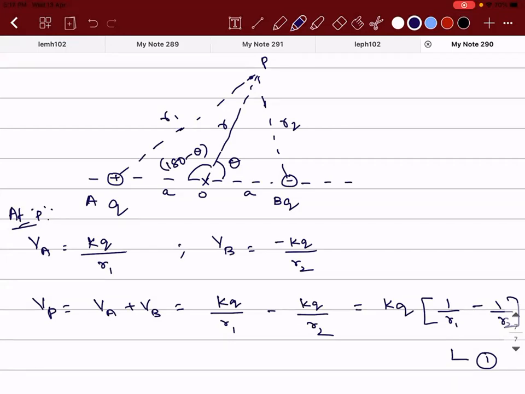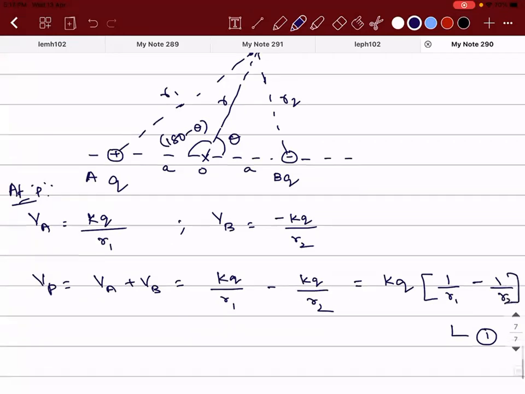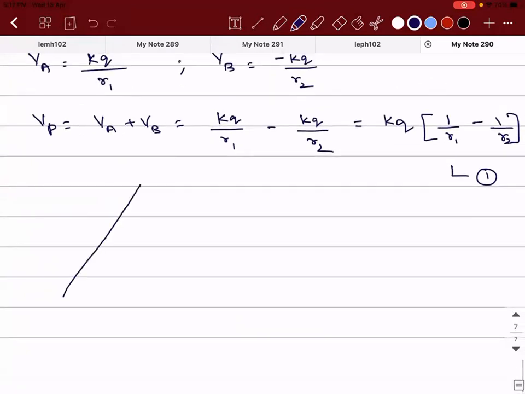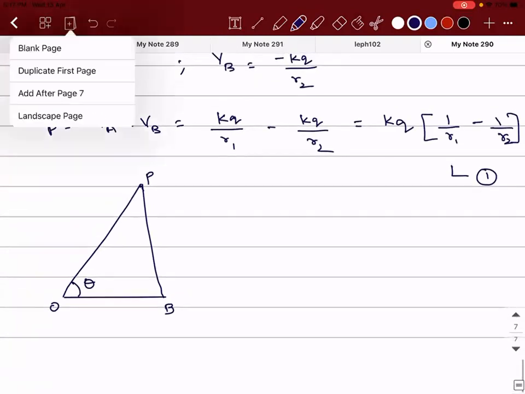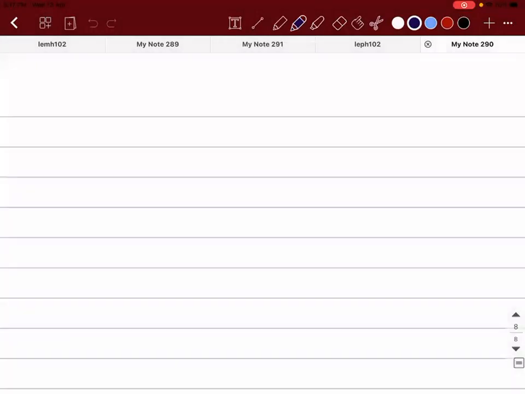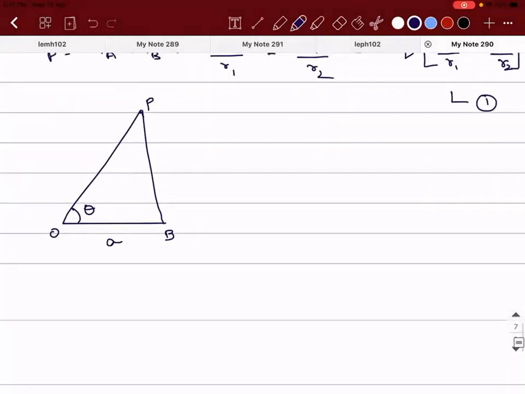Now see, if I take the triangle POB, if I take this to be theta, this is A, correct? OB is A. What is OP? That is R. Then what is BP? That is R2, correct. Okay.